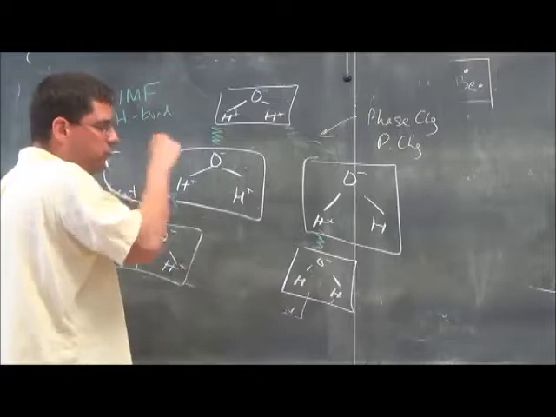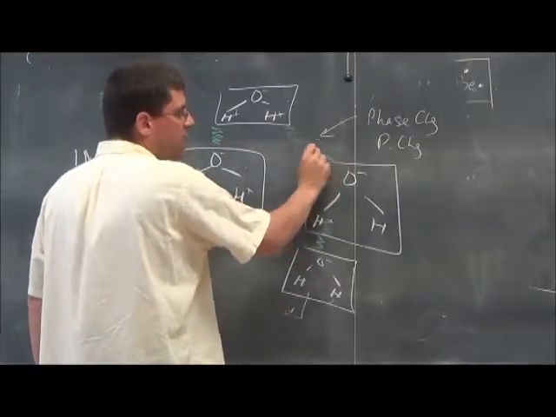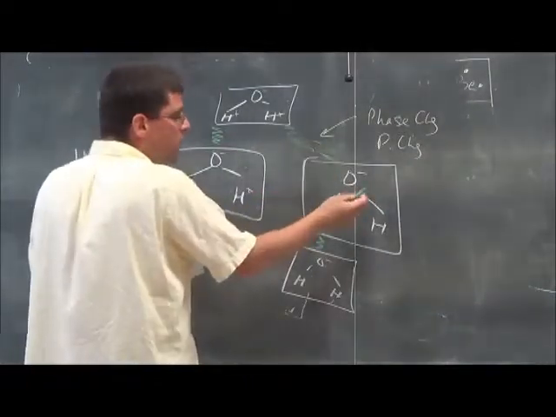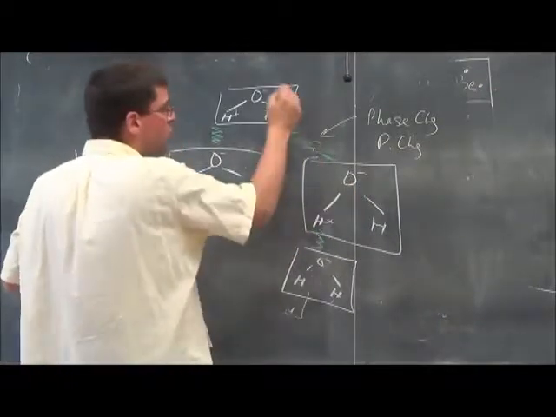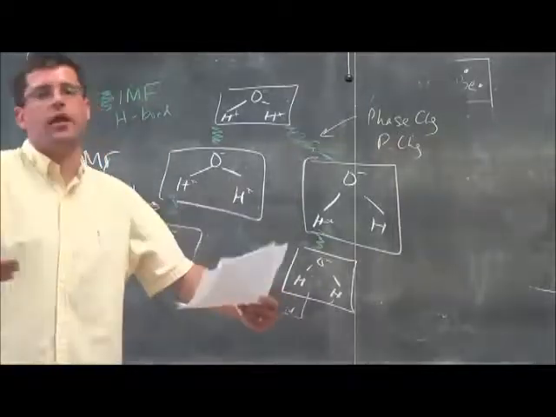Okay? But what happens when the molecules slow down? Well, they start to go back together again. They compact or condense together. Well, how do they arrange themselves? Is this oxygen going to want to go near that oxygen? No, because the electrons repel each other.